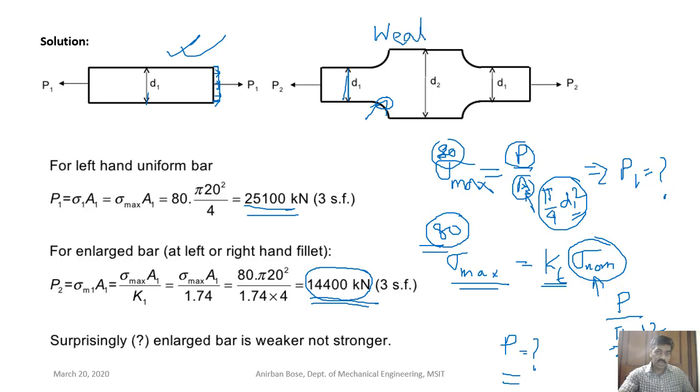Initially it was not so intuitive that this one will be weaker. Apparently it seems that this one will be stronger because you have enlarged the cross section, but because of the stress concentration, the stress at this critical point will be very high and the material will fail if you go above this load, whereas this one can take up to this much. So this is the reason that even after enlargement of the cross section, this is not a strong component, rather this one is a strong component.